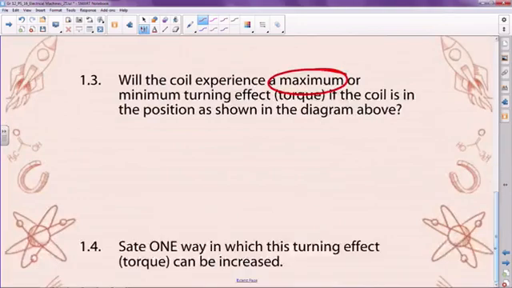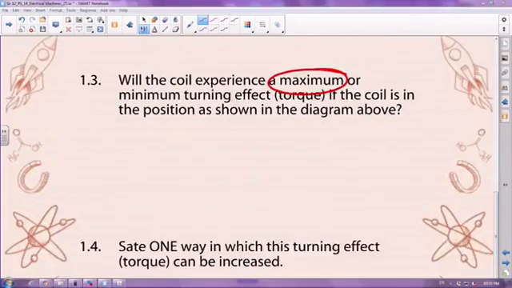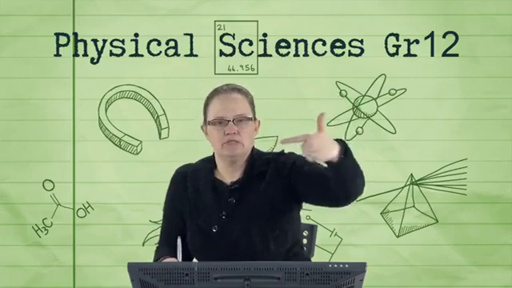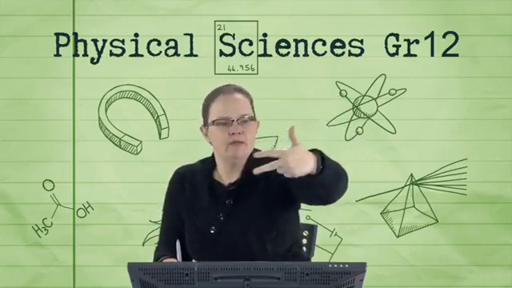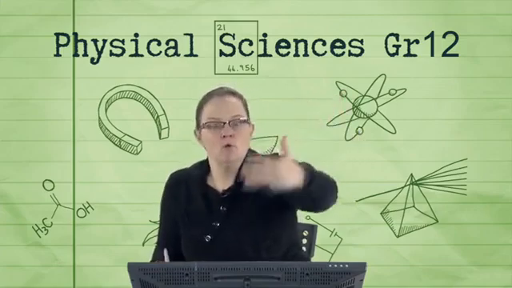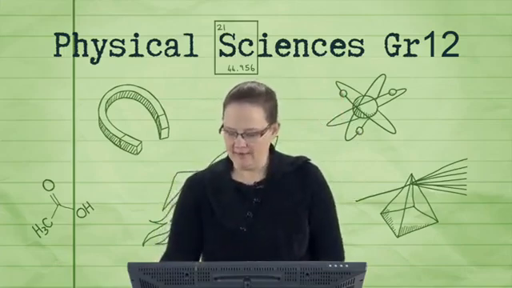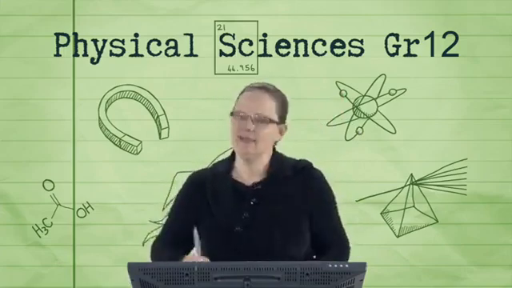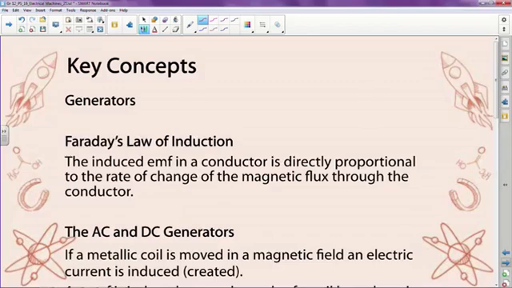Then they ask, state one way in which this turning effect can be increased. Well, we can increase this turning effect by the things I told you earlier: increase the current, increase the magnetic field strength, put an iron core in the middle, or increase the number of turns, okay? Now what that does is it takes us to generators. And I'm so excited, I've got things to show you.